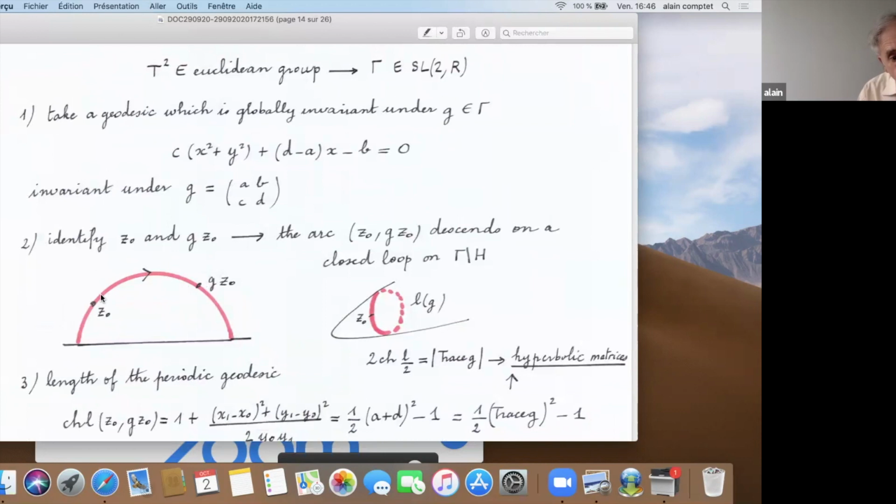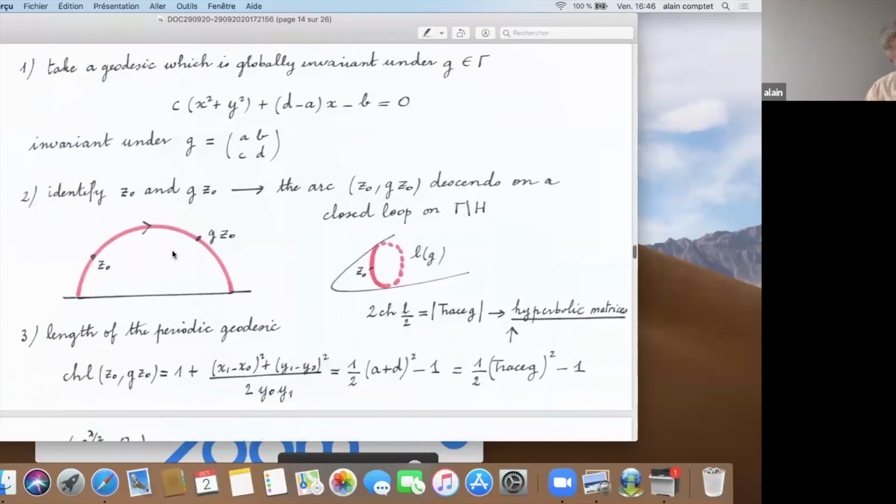But what we want to do is consider that these 2 points are the same. I mean, like in the case of the torus, in fact. Mathematically, this arc of circle will descend to a closed loop on gamma over H after this identification. And this is possible provided the matrices G are of a certain type.